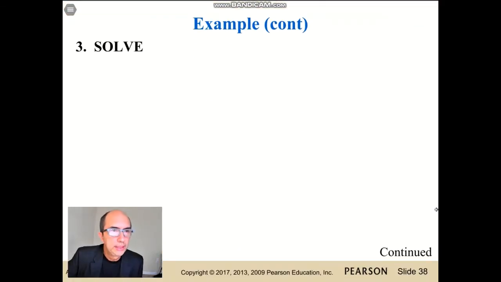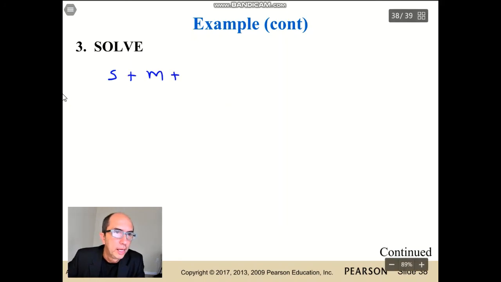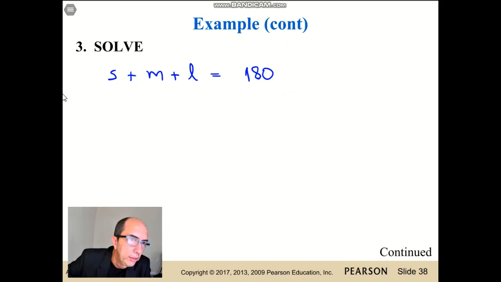Okay, let's solve the system of equations. In this system, we have one equation that has all the variables: S plus M plus L equals 180 degrees. Let's try to substitute into this equation the other variables, selecting only one variable to represent the other ones. So at the end we're going to have just one variable in the whole equation.